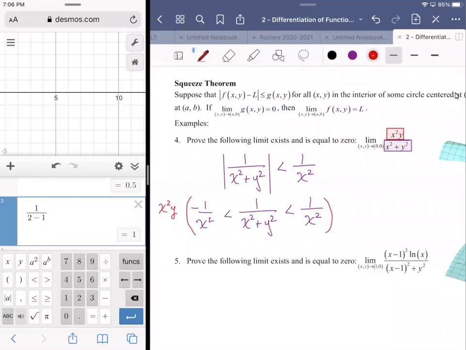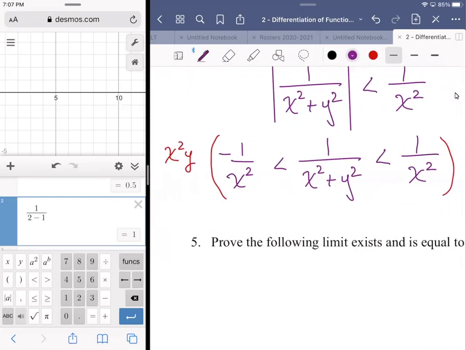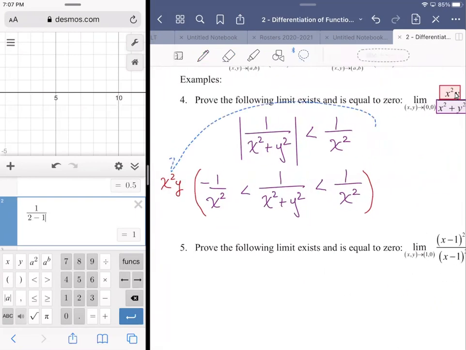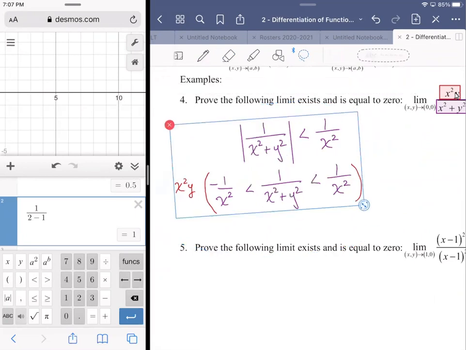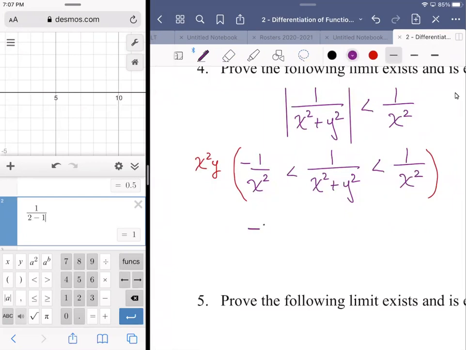All right, and when you clean it up, you see a lot of beautiful things start happening. And let me make that 2 look more 2-like. All right, and I'm going to also shrink this down a little bit. So you get -y is less than x squared y over the x squared plus y squared, which is less than a straight up y.